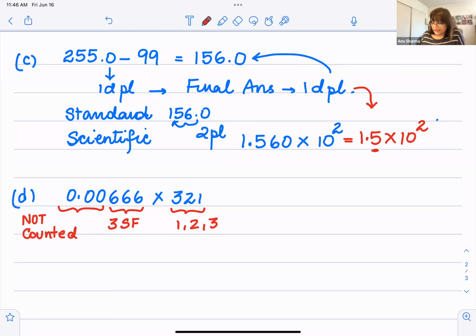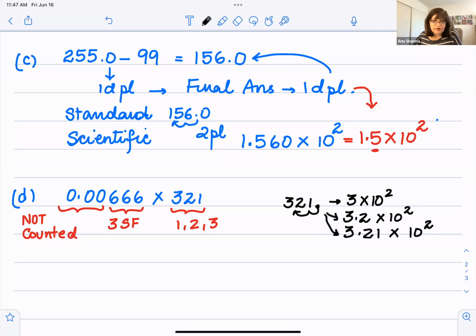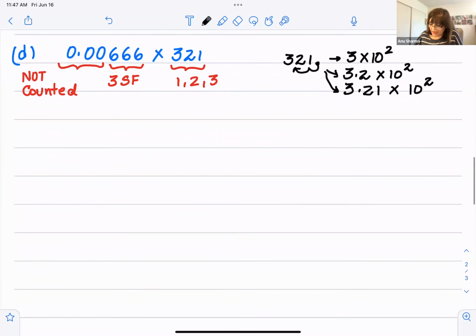If this number is written in scientific notation, it's going to be like 3 times 10 to the power 2. So let me just do it in case you're not following. So 321 has an implied decimal here, which you don't see. So you move 2 places. One way would be 3 times 10 to the power 2. The other one, more exact, is 3.2 times 10 to the power 2. And the other one is 3.21 times 10 to the power 2. So you see it can have 1, 2, or 3 significant figures. Okay, so anyways, now we have this scenario.